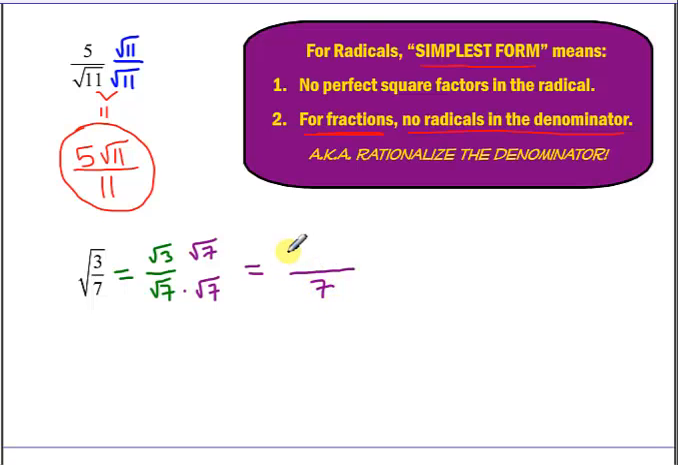So 7's on the denominator, and then both in square roots, let's put them together and make it say just 1 square root of 21. Now check it. Can you pull anything out of that square root?